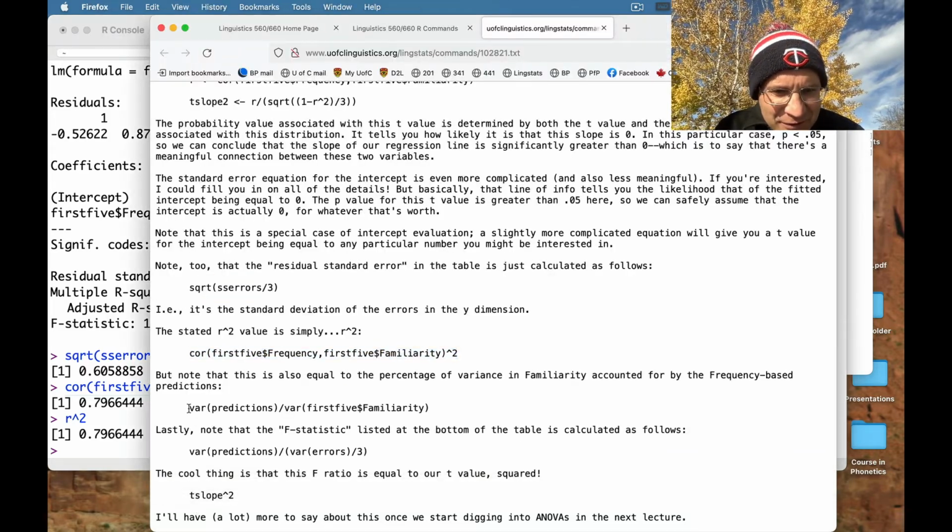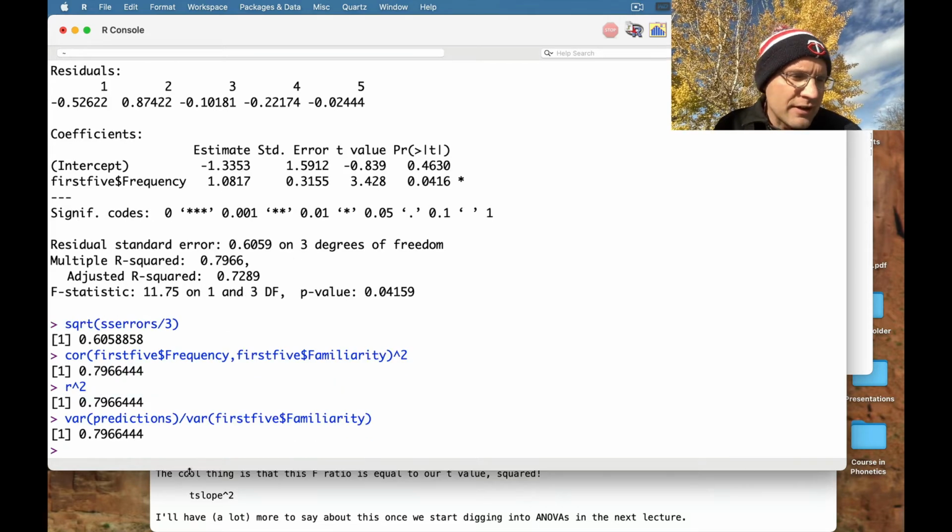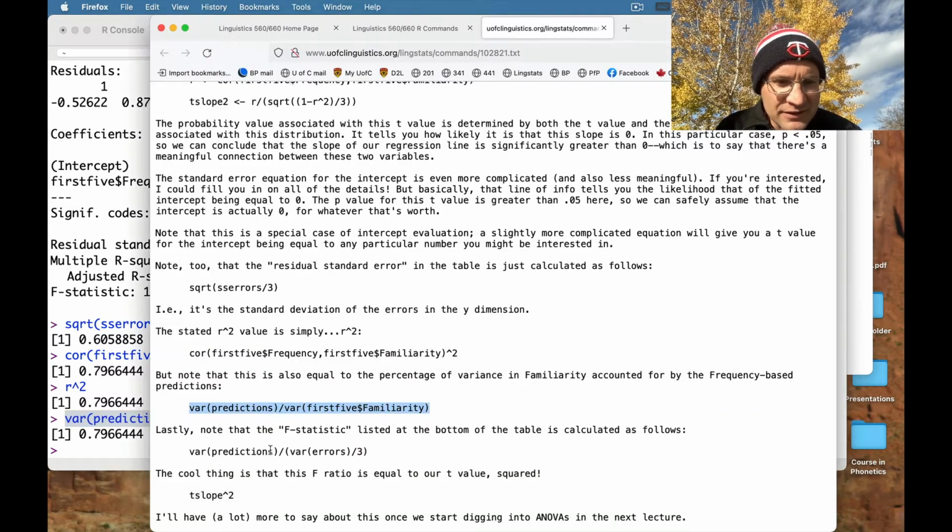We can also look at it this way by talking about the variance in predictions divided by the variance in the y variable to begin with. Down here, look, that's exactly what we saw before. It's how much variance you can account for. It's about 80%, 79.66, so on and so forth. That's what R squared is equal to: how much variance can you account for divided by how much variance there is.